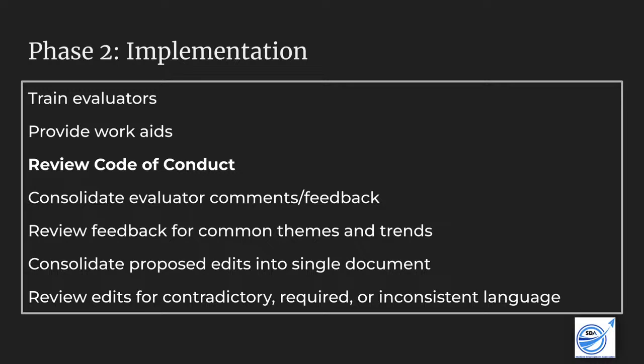The evaluation leader should then consolidate the proposed edits into a single document and review the edits for contradictory language, required language from, say, a system office, or inconsistent language. Doing so means that the evaluation leader has been able to thoroughly parse through and digest the code of conduct and ideally implemented multiple pieces of feedback with multiple brains thinking over the same topic.